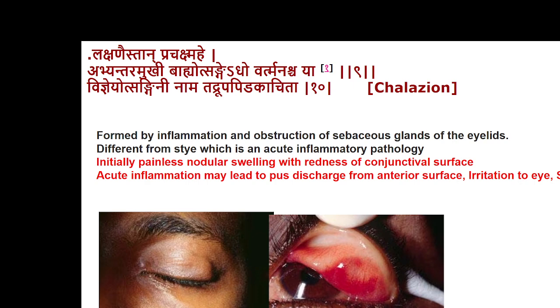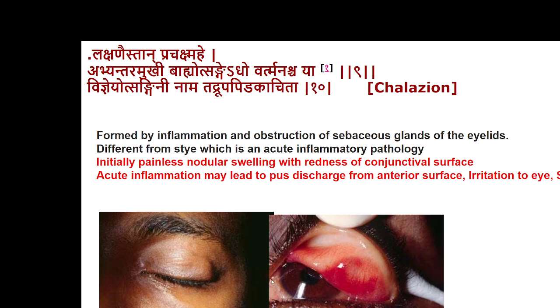In the present day situation, we name such condition as chalasia, chalasia singular, chalasia plural, and it's all produced due to inflammation and obstruction of the sebaceous glands of the eyelids, and this has to be differentiated from the stye. Stye is an acute inflammatory and infective pathology, whereas chalasia is a non-inflammatory obstructive pathology, and it presents with a painless, nodular swelling, where there would be no color changes seen on the surface as you see over the eyelids, and only on palpation you can make out that.